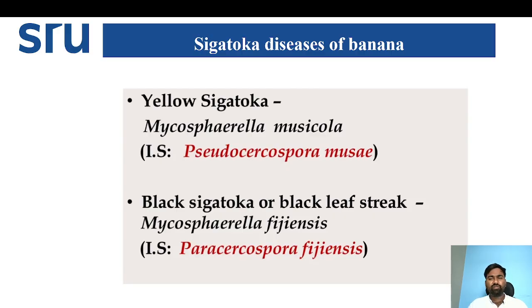Let's first start with the Sigatoka disease in banana. I already explained there are two types of Sigatoka: yellow Sigatoka and black Sigatoka. Mostly yellow Sigatoka is prevalent in India, and black Sigatoka is mostly not present in India. Yellow Sigatoka is caused by Mycosphaerella musicola, and black Sigatoka is caused by Mycosphaerella fijiensis. Here Pseudocercospora musae is the imperfect stage of Mycosphaerella musicola in yellow Sigatoka, and Paracercospora fijiensis is the asexual stage of Mycosphaerella fijiensis.